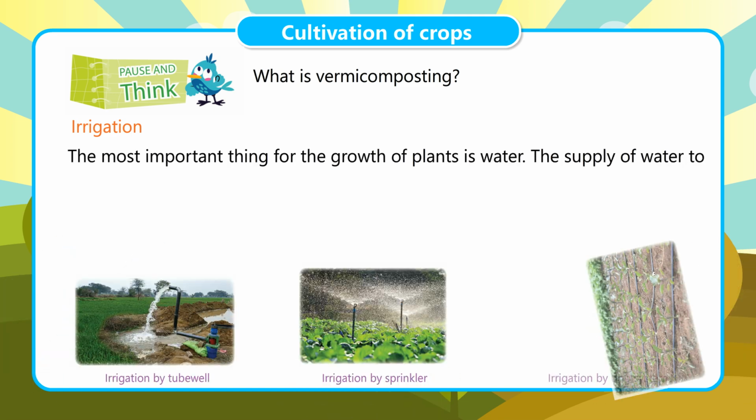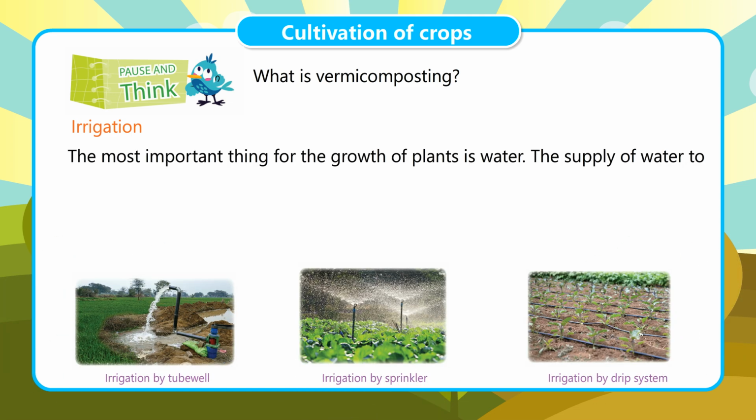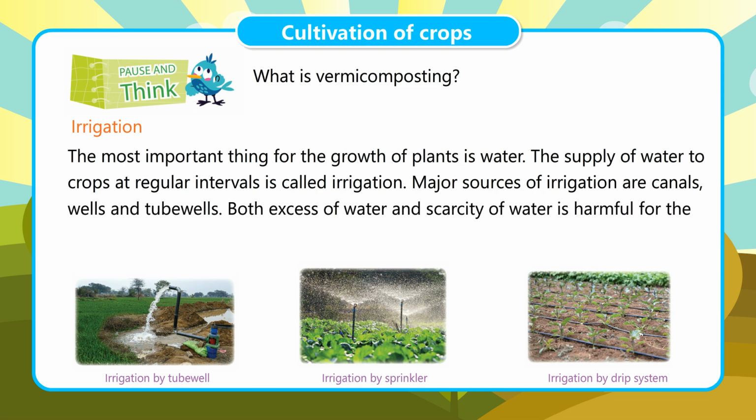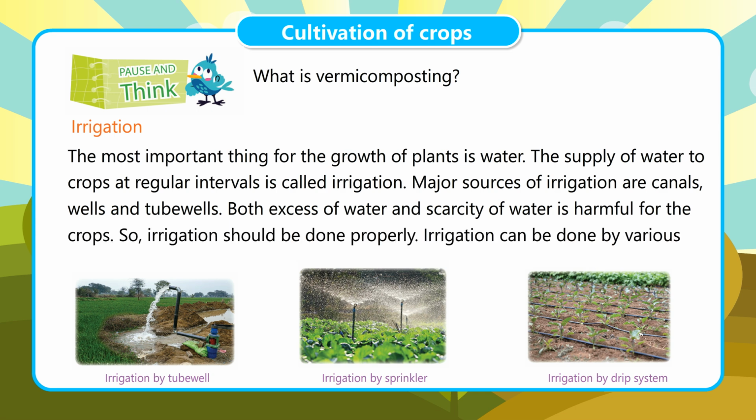Irrigation. The most important thing for the growth of plants is water. The supply of water to crops at regular intervals is called irrigation. Major sources of irrigation are canals, wells and tube wells. Both excess of water and scarcity of water are harmful for the crops, so irrigation should be done properly. Irrigation can be done by various methods.